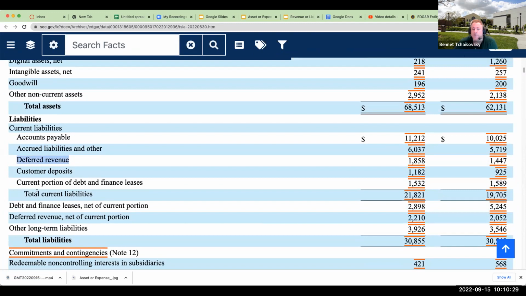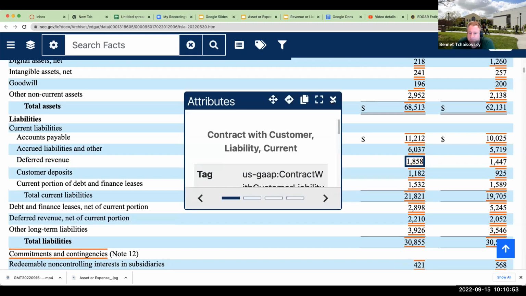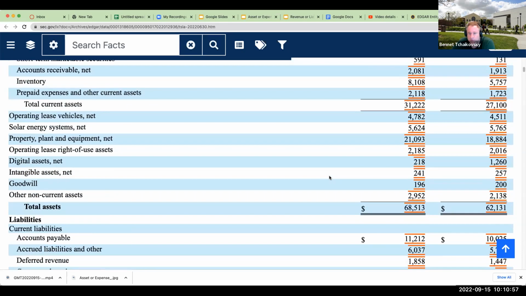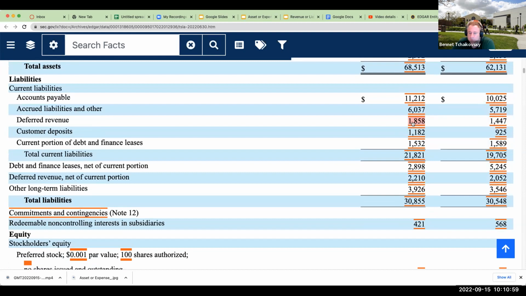What does this mean? Well, if a client has paid money for a future upgrade that Tesla has not yet issued, then Tesla, if they have the obligation to provide that future upgrade, cannot recognize the revenue until the work is performed. So you will see that over here as 1.8 billion, right? These are in millions of dollars, so this would be 1.8 billion.